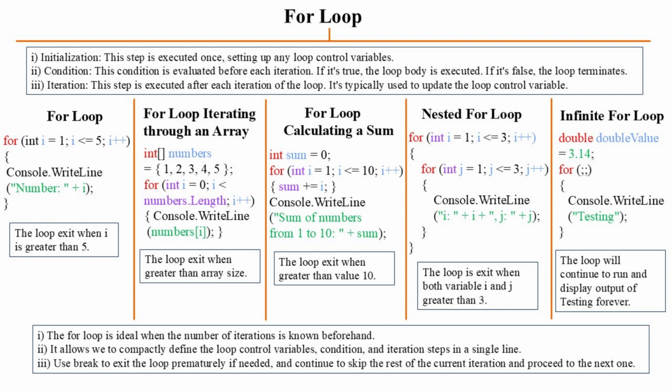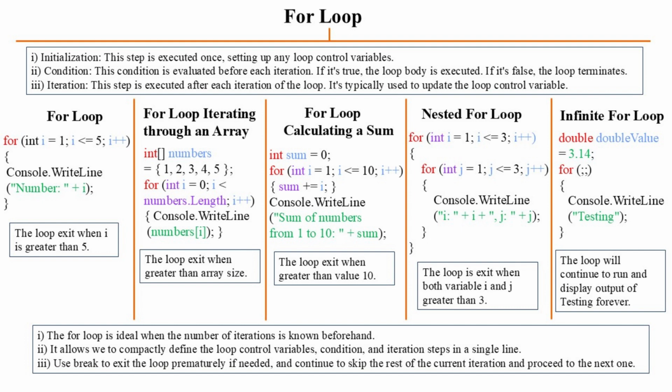In the for loop iterating through an array, the program displays the output of array elements and exits the loop when i is greater than the array size. In the for loop iterating through an array example, the program displays output from 1 to 5, which are the array elements, and exits the loop when i is greater than the array size.